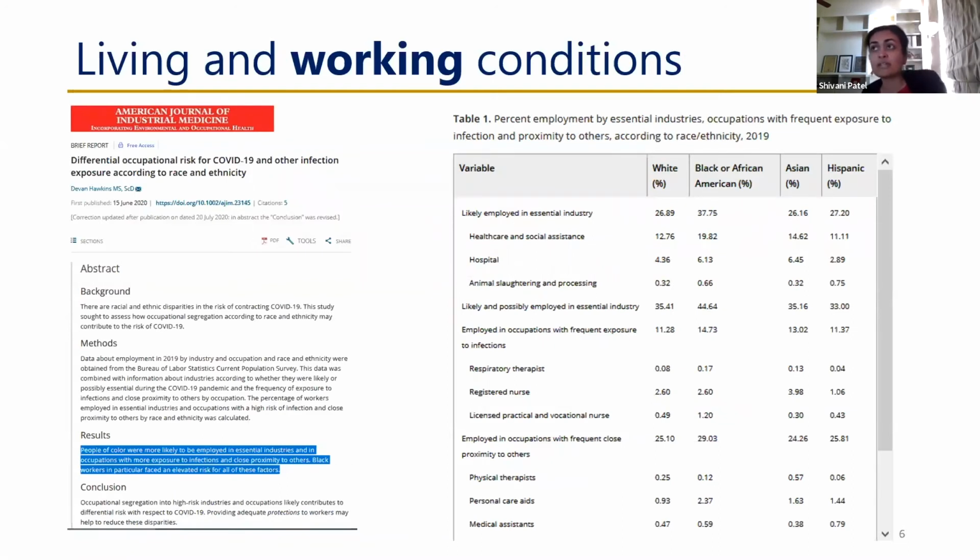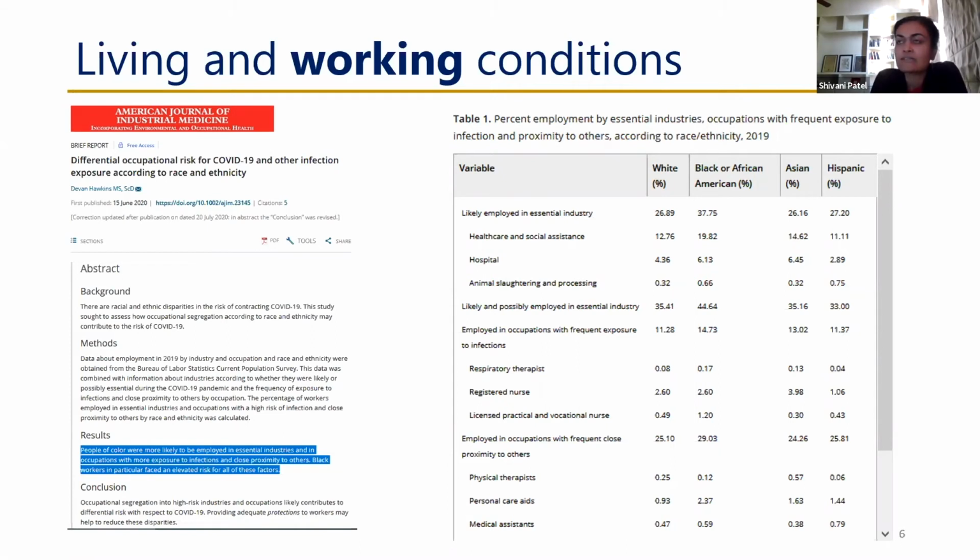I've also mentioned living and working conditions, and we've heard a lot in the news about essential occupations and the ability to isolate. Before we get to isolation, just the ability to socially distance and maintain social distance. So, the data here aren't great.